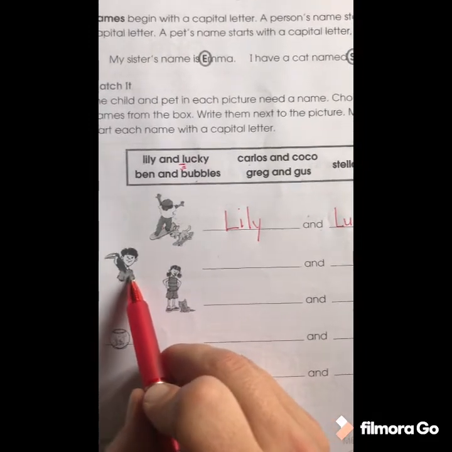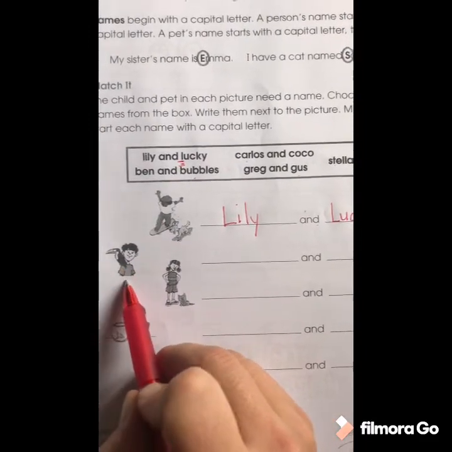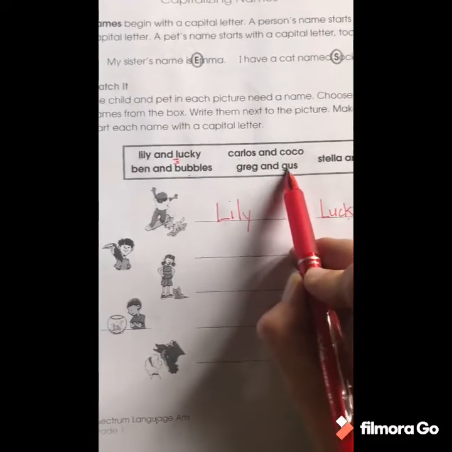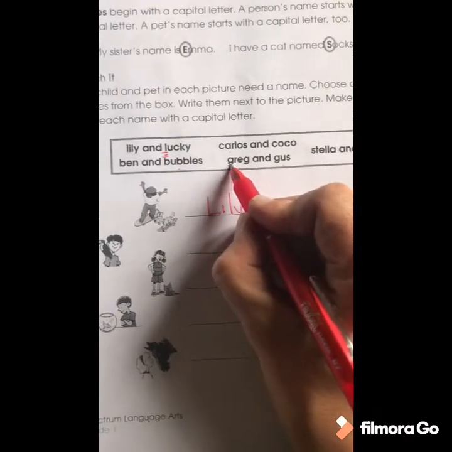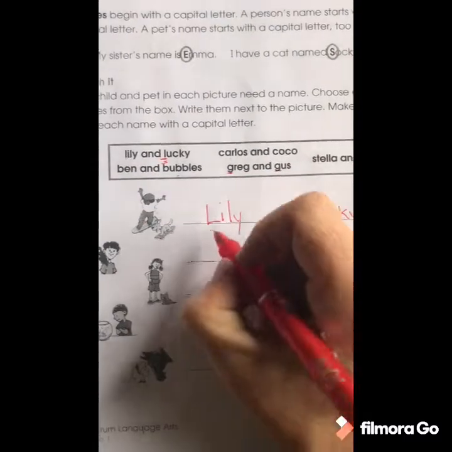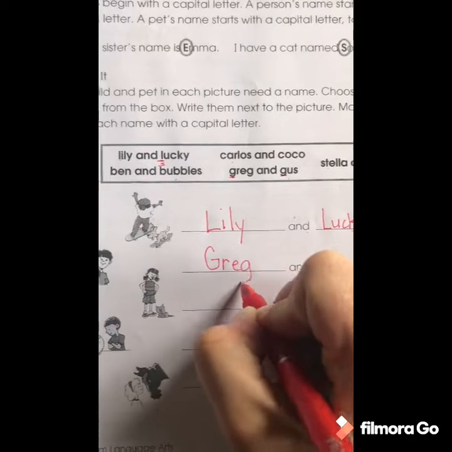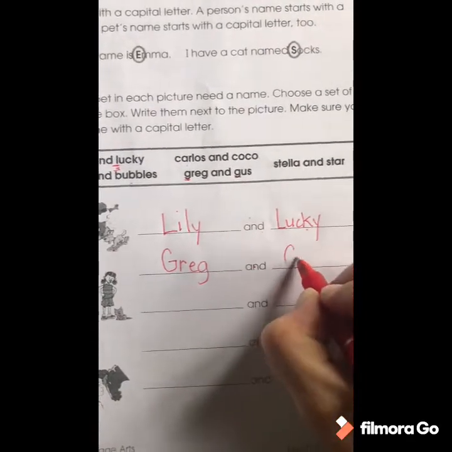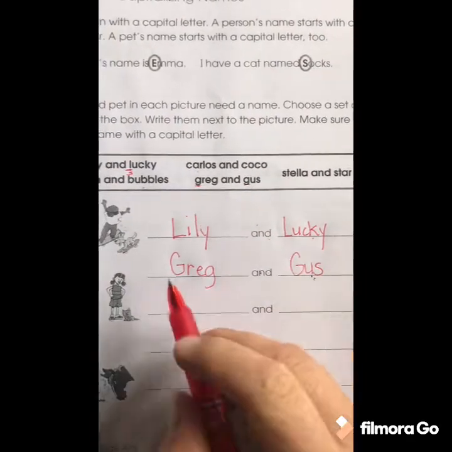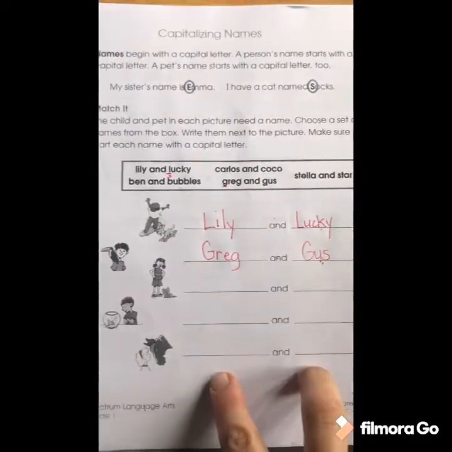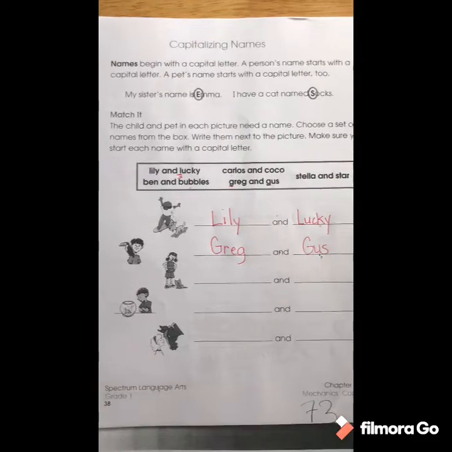What should we name this boy and this bird? I think I'll choose Greg and Gus. But look, is this a capital letter? No. So we need to change it and write Greg with a capital G, Greg, and Gus. And see, it's capital letters. That is how, and then you can finish the rest and send me a picture.